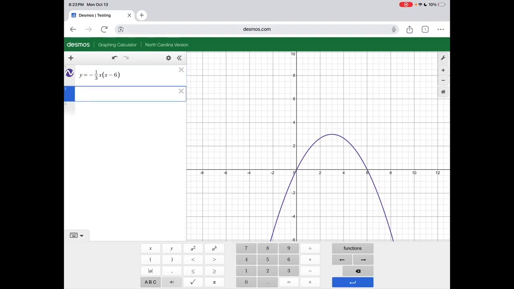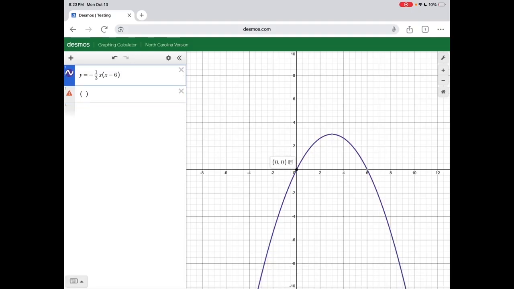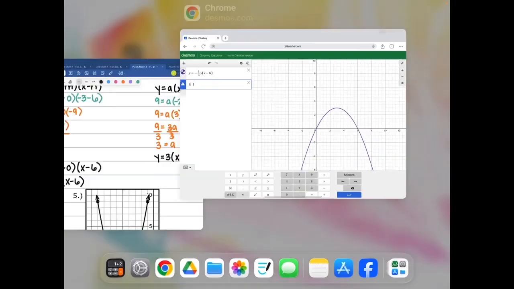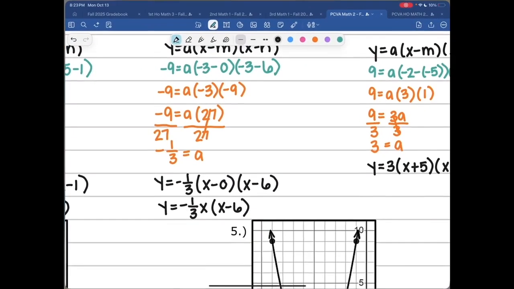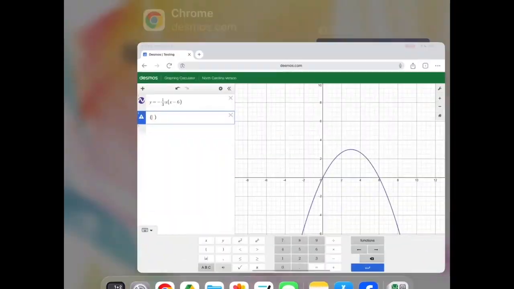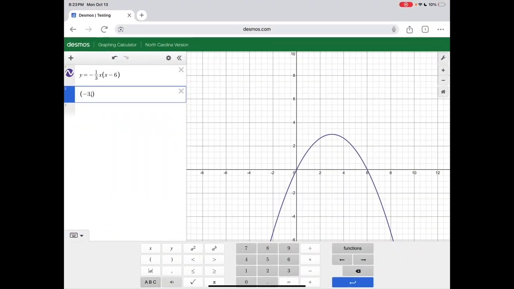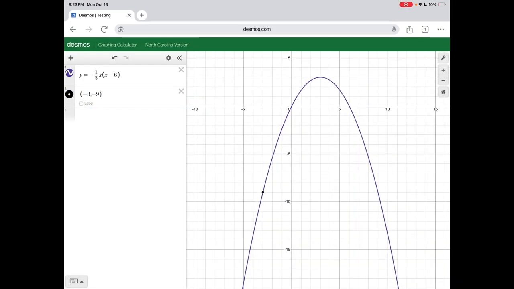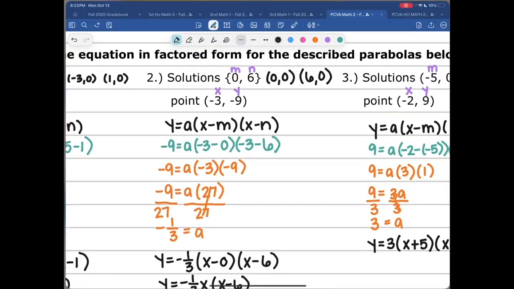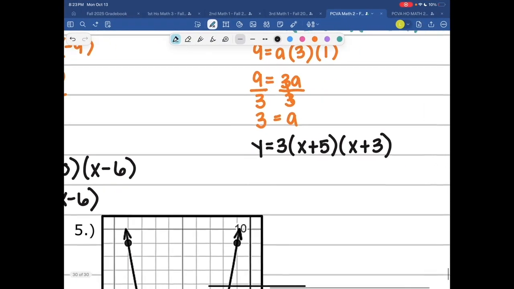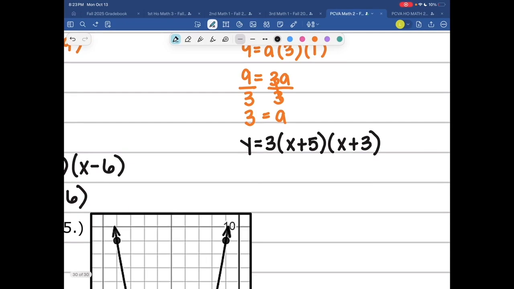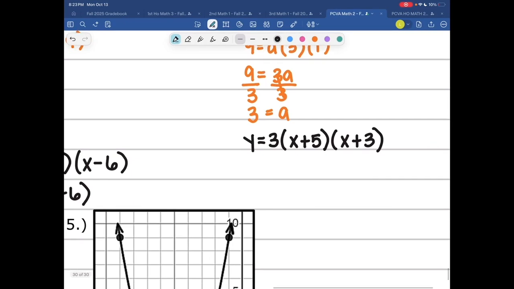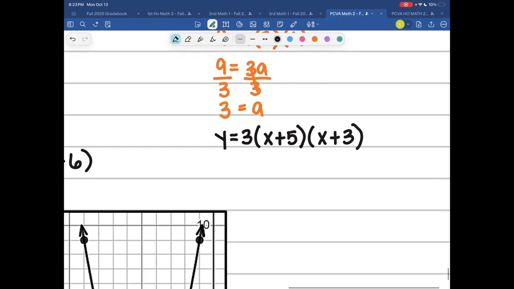It also told us that my x-intercepts are at 0 and 6, which is true. And it was going through the point -3, -9. So I put a -3, negative 9. I can, in fact, see that point is on the quadratic. And again, if I wanted to take this quadratic and turn this into standard form, all I would have to do is multiply this together.